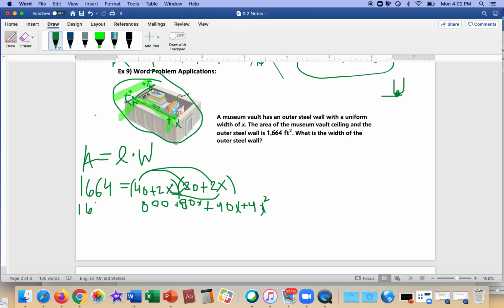Okay, so we have 1,664. The total area of this vault is length times width. So the length is 40 plus 2x, times its width, which is 20 plus 2x. So now we're going to FOIL, distribute, get all terms on one side. So that's why we subtract 1,664 from the other side.